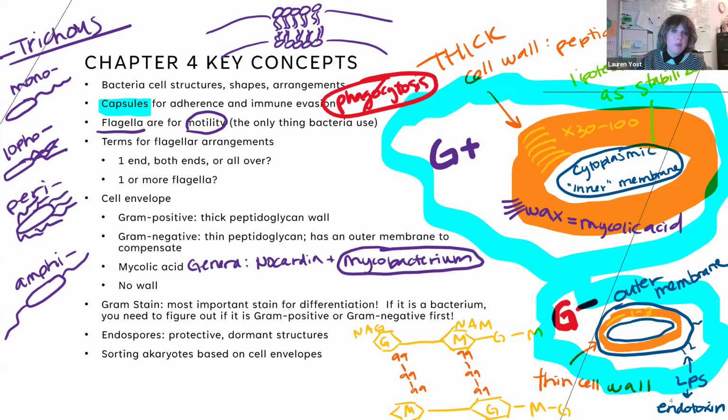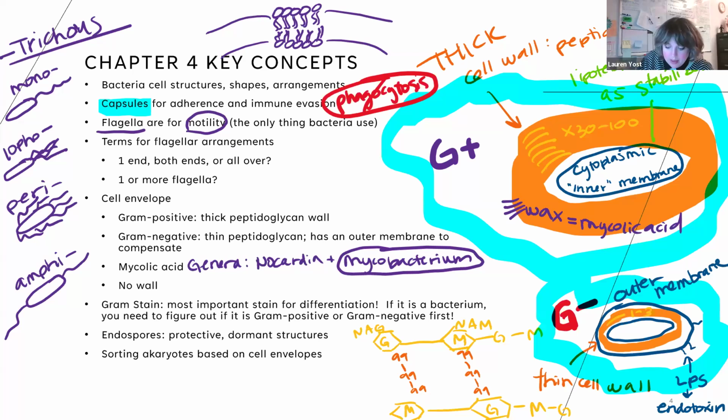And again, the genera would be in the name. The only one I'm going to test you on is Mycobacterium because it's medically relevant. So this would be like Mycobacterium tuberculosis, Mycobacterium leprae, Mycobacterium avium complex, which causes tuberculosis-like disease in immunocompromised folks, okay? So these are relevant. And they have that special wax on their gram-positive wall. So it's still a gram-positive organism, but they also have this mycolic acid wax, okay? And that makes them resistant to being dried out and resistant to cleaners and things like that, okay?